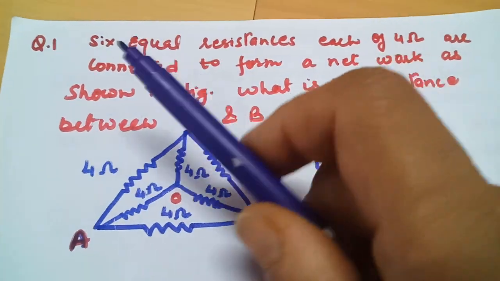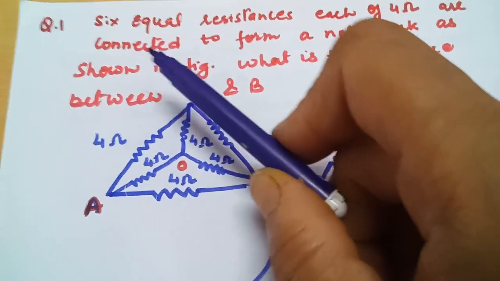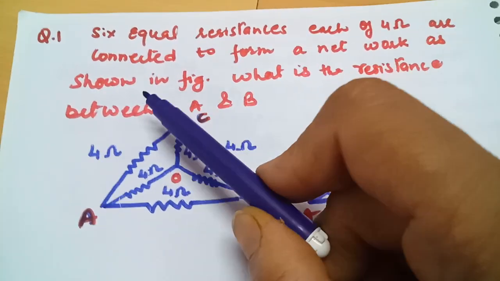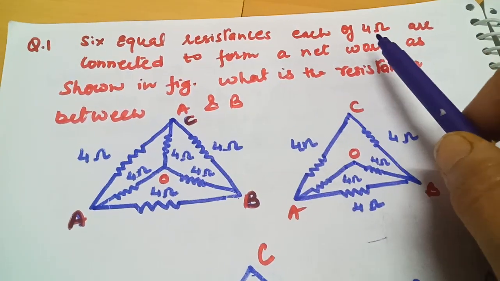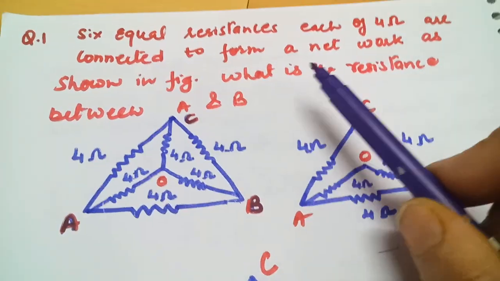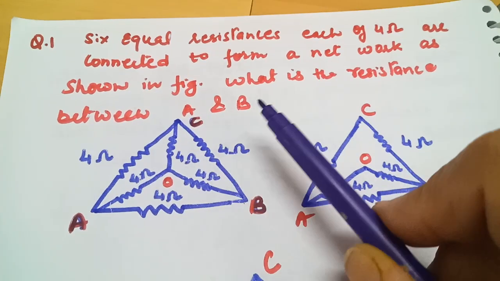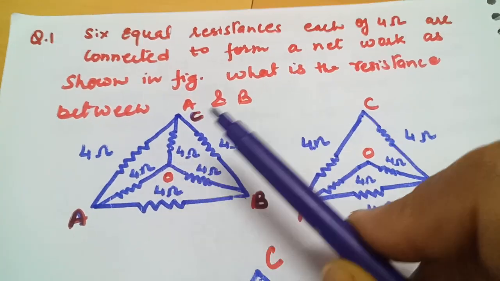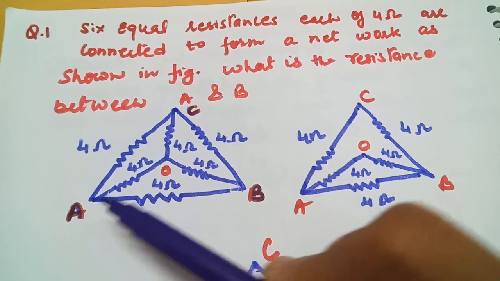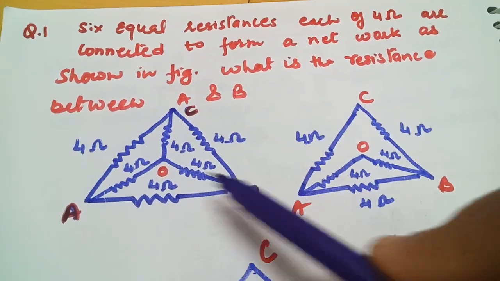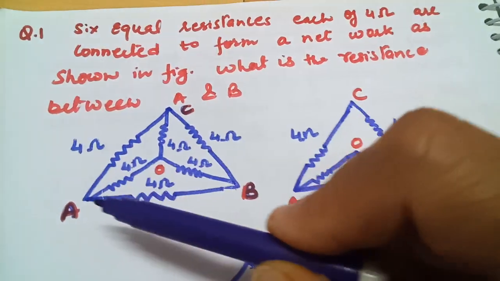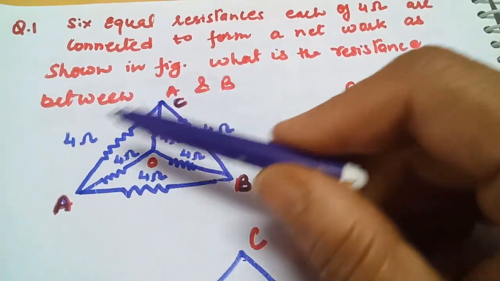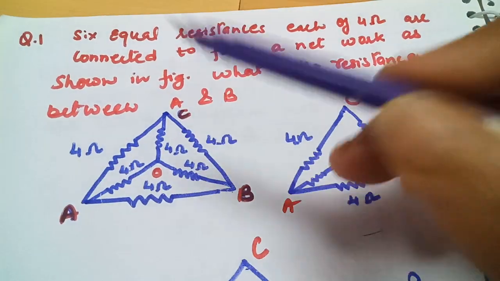Look at this question. This is a question based on the Wheatstone bridge. According to this question, 6 equal resistances each of 4 ohm are connected to form a network as shown in figure. What is the resistance between A and B? See these 2 points which are A and B, and you have to find out the net resistance between A and B. Now first of all we have to resolve this network in the form of Wheatstone bridge.